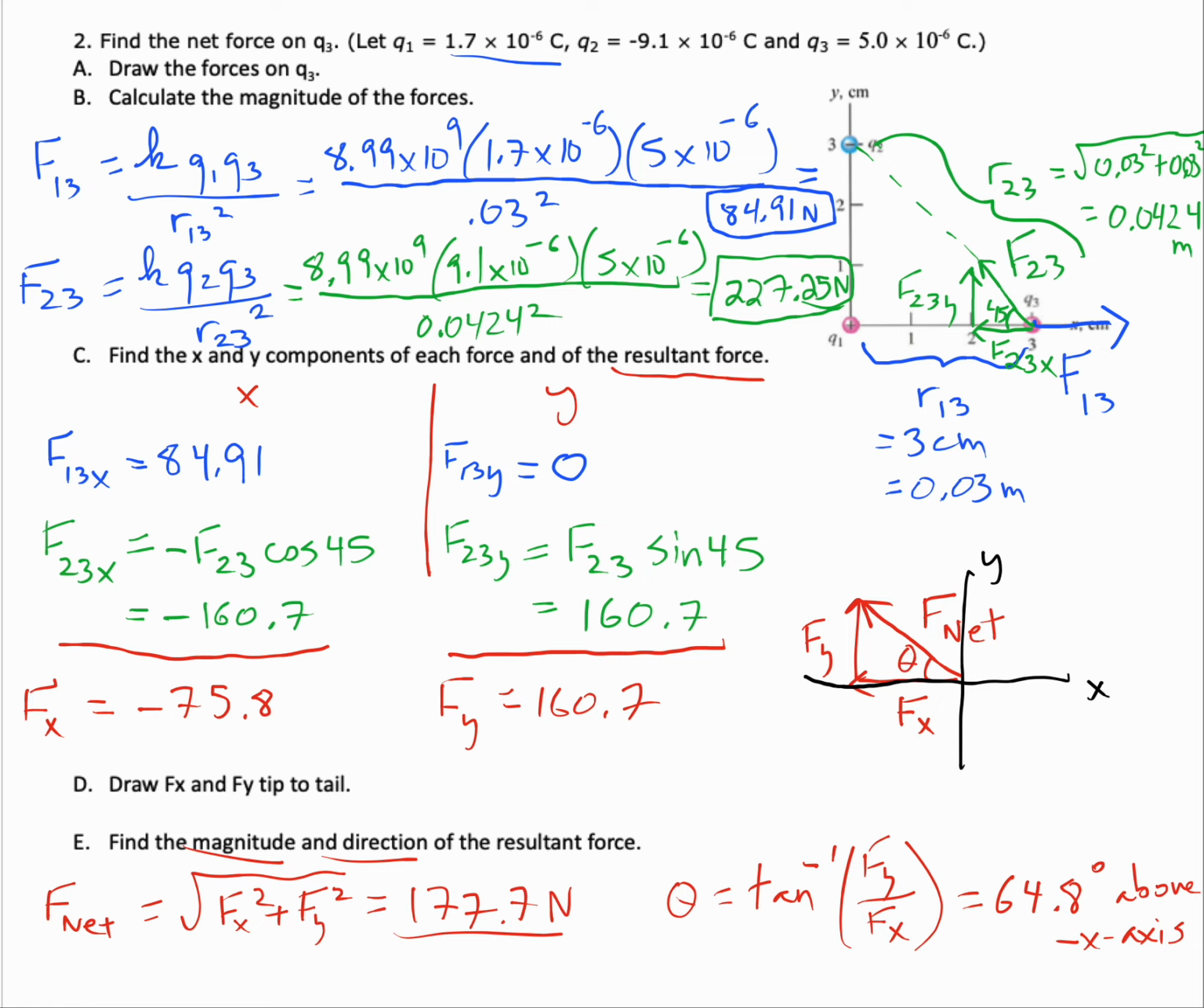Or we can just provide the angle with respect to the positive x-axis. That's what we usually do. We can go ahead and provide this angle right here. Call it phi, just to not confuse the two angles. And the phi is just going to be 180 minus theta, since the whole axis here is 180 degrees. So that's going to give us 115.2 degrees. So either answer is acceptable.